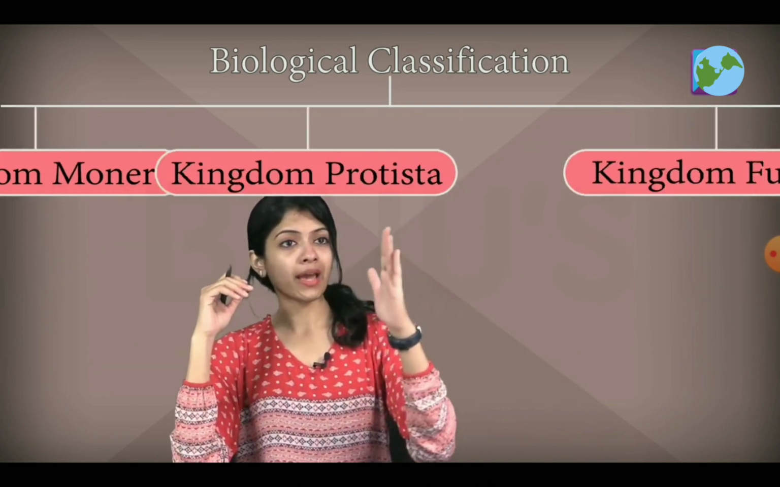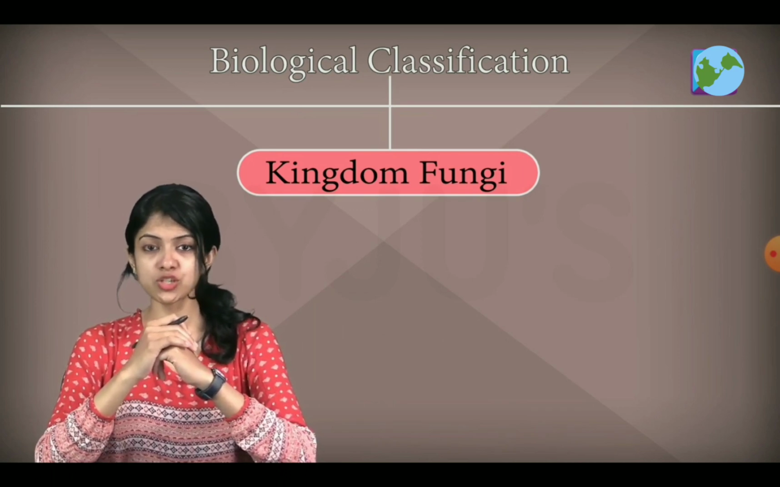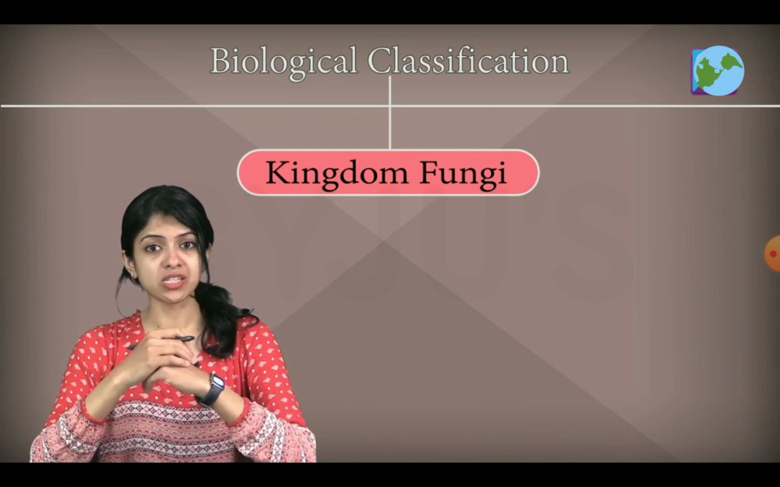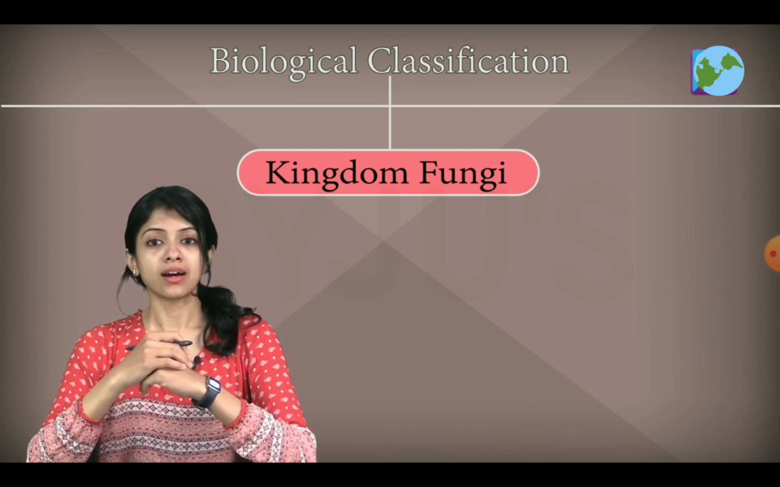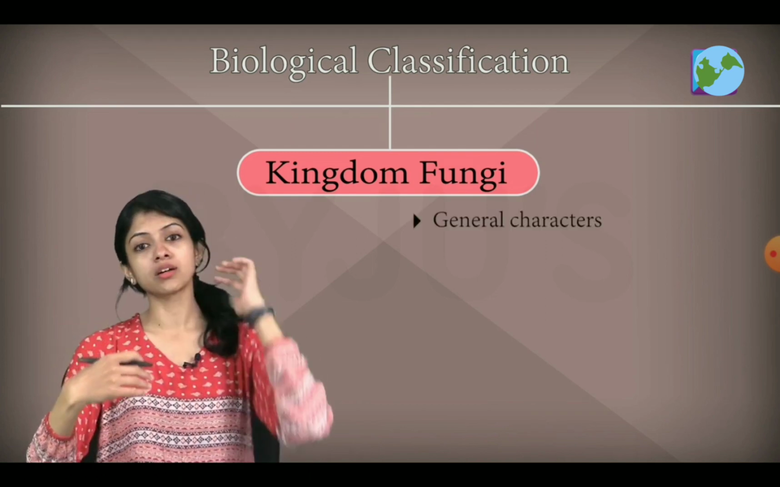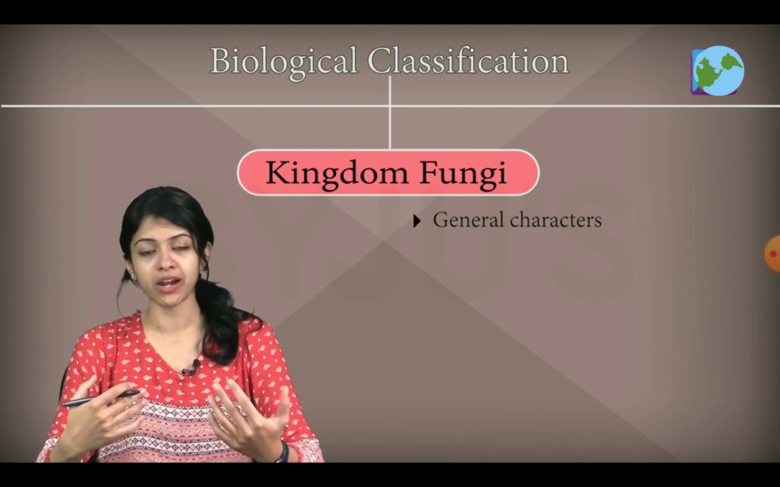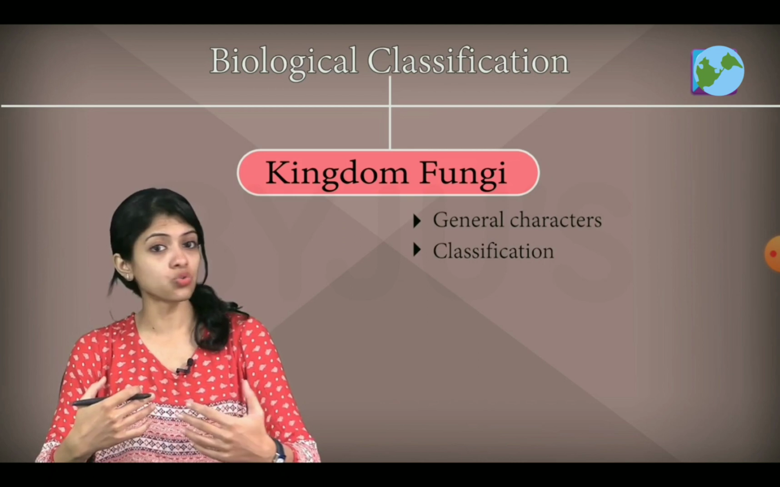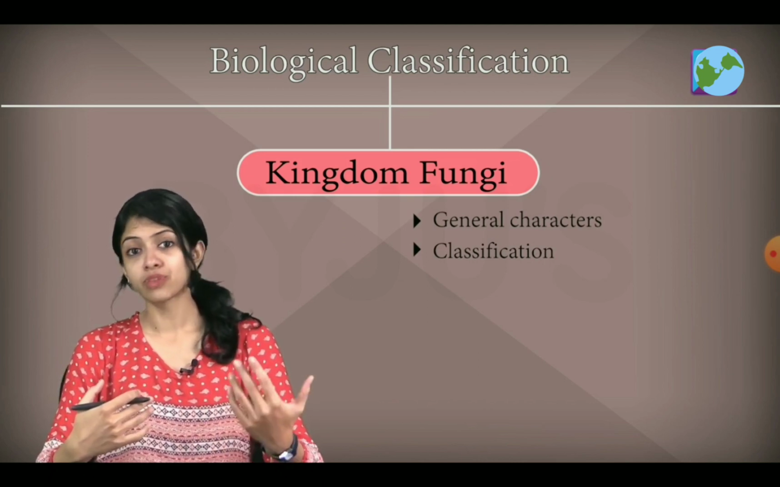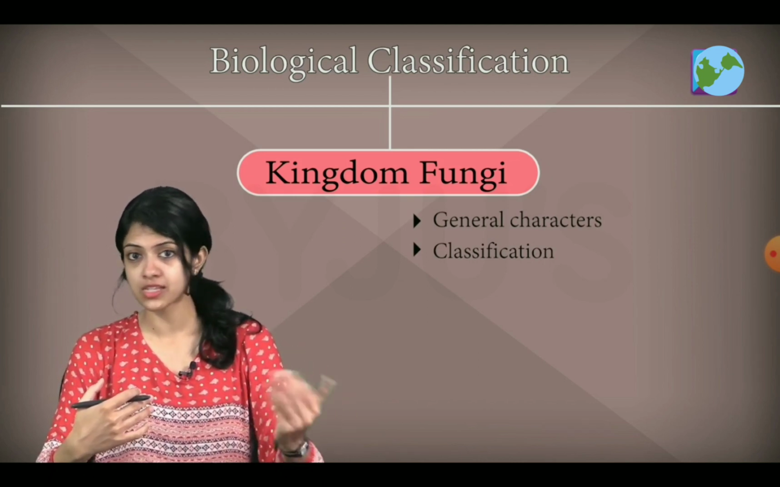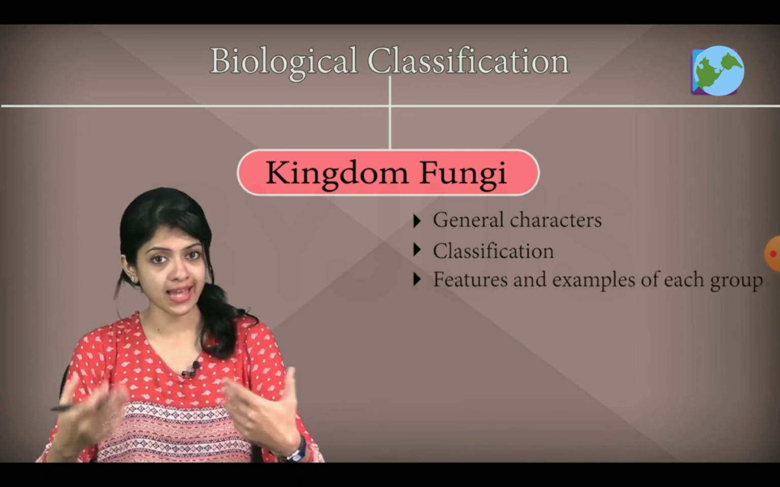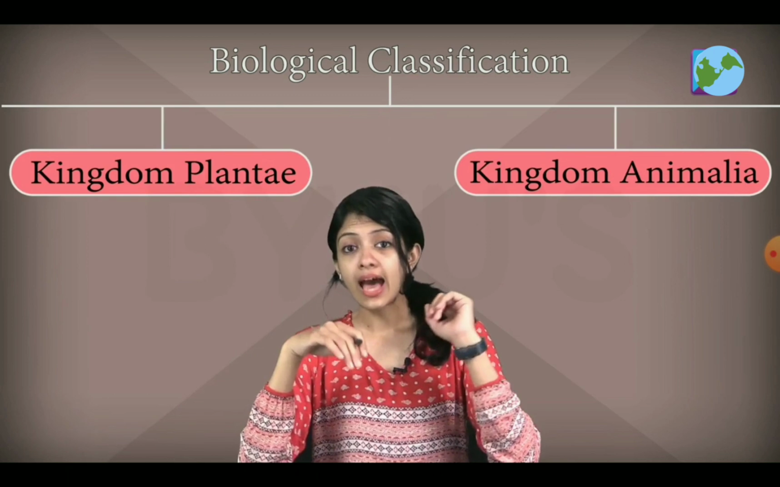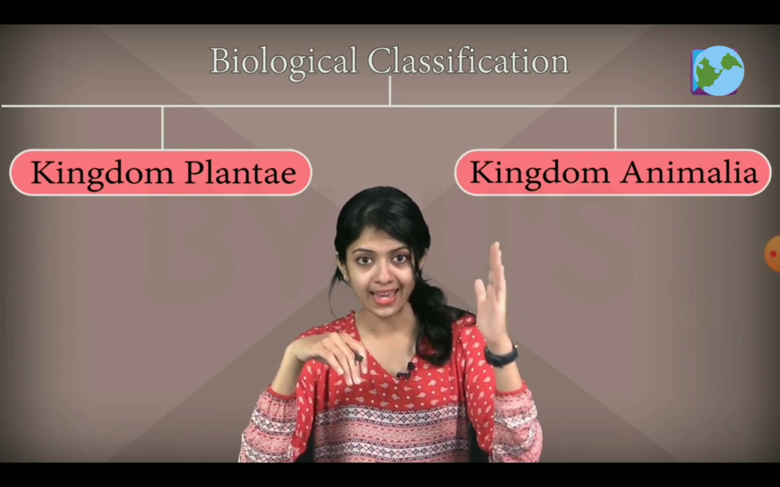This is followed by Kingdom Fungi, which is also a very important kingdom considering the number of times questions have appeared in the exams. The general characters, including the modes of nutrition and reproduction, are important. And then the classification into the various groups such as Phycomycetes, Ascomycetes, and so on, their features and examples, along with any significance. The last 2 kingdoms are Plantae and Animalia.